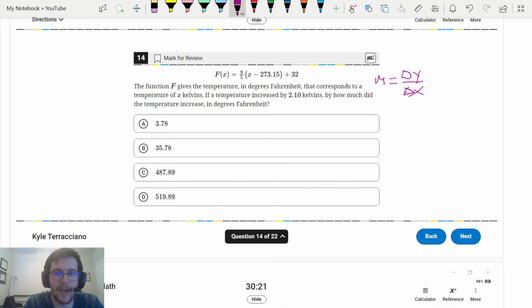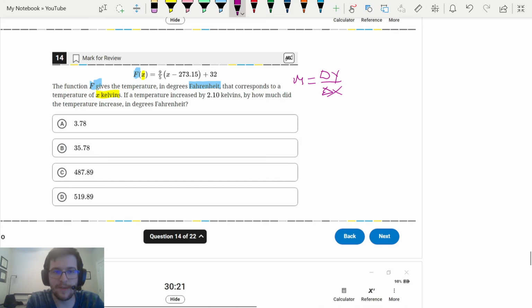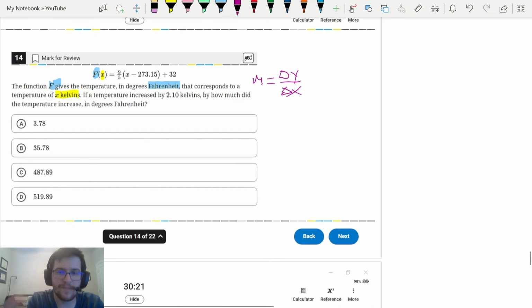Let's figure out what the x and y are in this question. So the x is the x. And they say that that's the temperature in kelvins. And the y is what's outside the parentheses, the F. So the y is the temperature in Fahrenheit. Okay, so to make it less confusing, instead of delta y over delta x, we write delta F over delta x. Let's use the letters that they gave us.